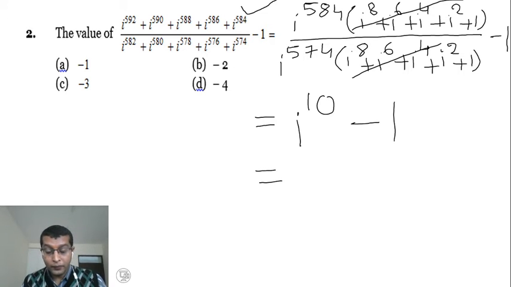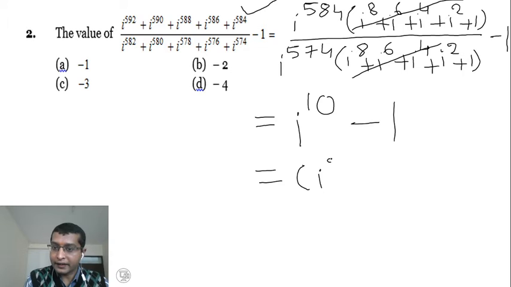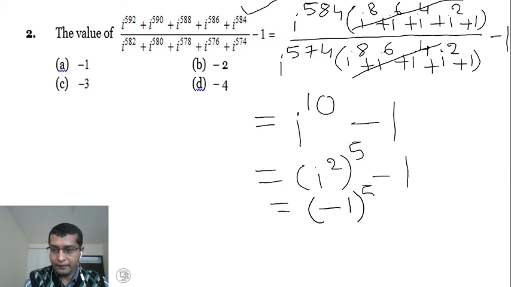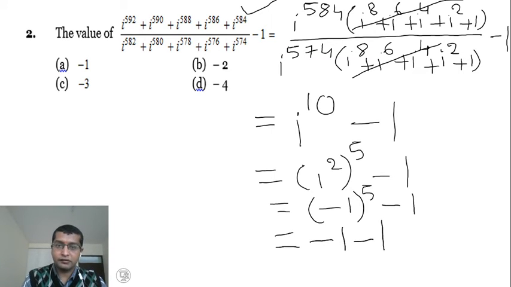Then see, all of you know how to solve this i raised to 10. We take i raised to 2 every time, then 2 fives are 10, so i square raised to 5, minus 1. We know i square is minus 1, so minus 1 raised to 5, minus 1. Minus 1 raised to an odd number is minus 1. Minus 1 raised to an even number is plus 1. So here it is minus 1 minus 1, that is, the answer is minus 2. Therefore option B is the right answer.